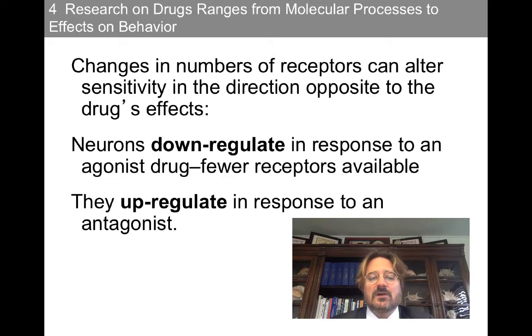whereas they will upregulate in response to an antagonist. For instance, we're going to learn that antipsychotic medication will antagonize dopamine 2 receptors. As a result, postsynaptic neurons will upregulate the number of dopamine 2 receptors that are available for binding. As a result, an individual might need to take a larger dose of antipsychotic medication as a result of the upregulation. And upregulation, again, is in response to an antagonist, whereas downregulation is more likely to be caused by agonist drugs.